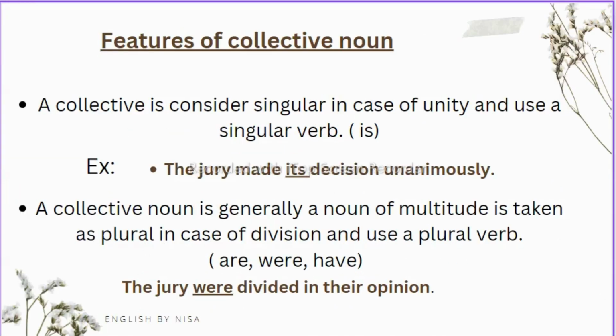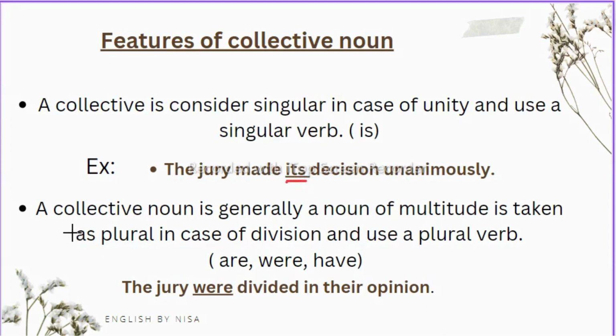Now let us see the features of collective nouns. A collective noun is considered singular in case of unity and uses a singular verb. For example, the jury made its decision unanimously. So here we have taken a singular verb, that is, it is.